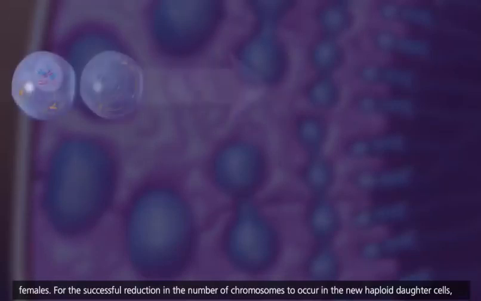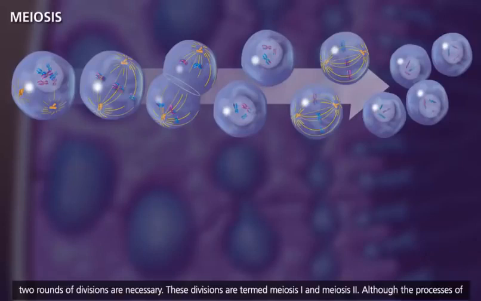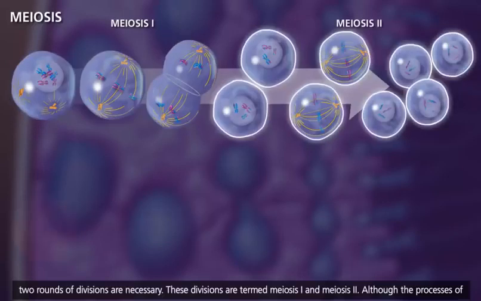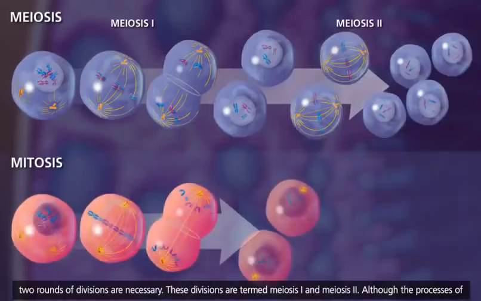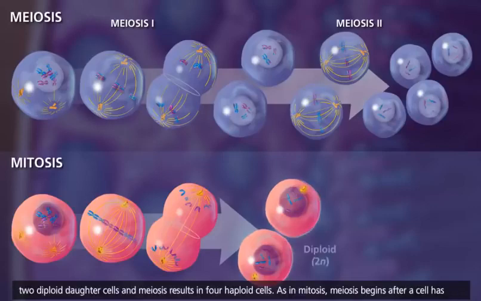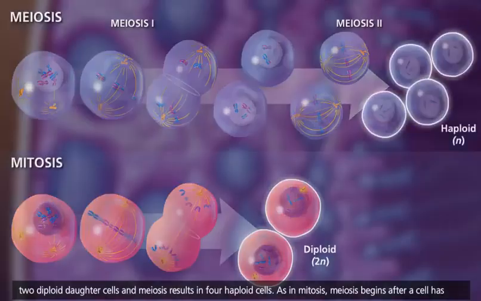Successful reduction in the number of chromosomes to occur in the new haploid daughter cells, 2 rounds of divisions are necessary. These divisions are termed meiosis I and meiosis II. Although the processes of mitosis and meiosis look similar, there are a few major differences. One obvious difference is that mitosis results in 2 diploid daughter cells, and meiosis results in 4 haploid cells.